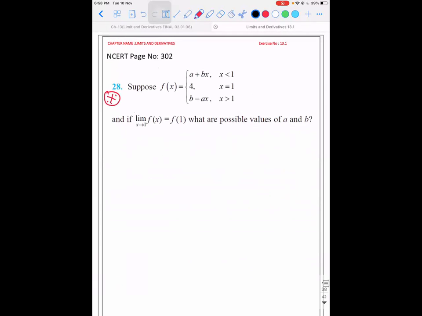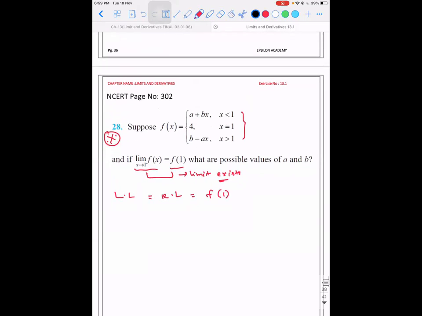So again, if you look at this problem, there is a split that is taking place at which point? x is at 1, sir. So they have given that limit x tends to 1 of f of x is equal to f of 1. This means the limit exists. What are the possible values of a and b? What they are trying to say is left limit is equal to right limit is equal to f of 1.